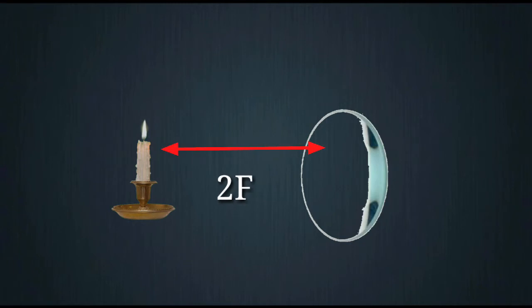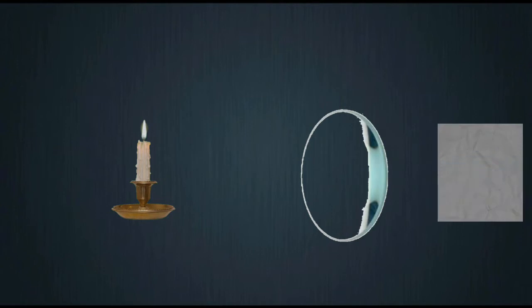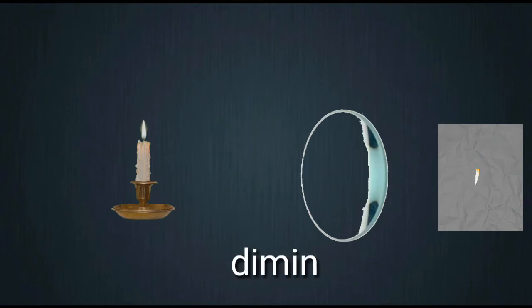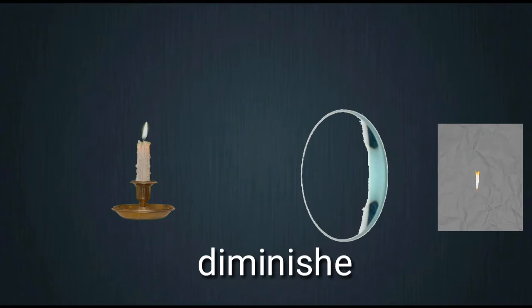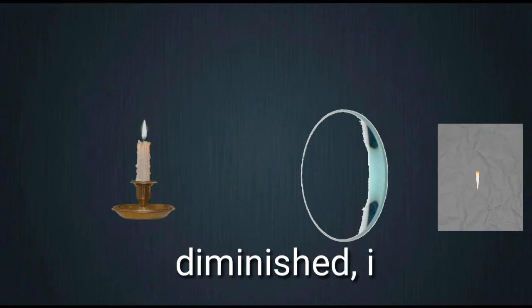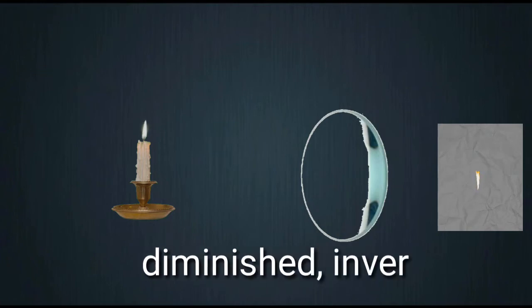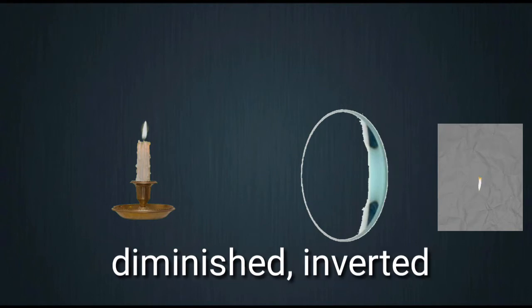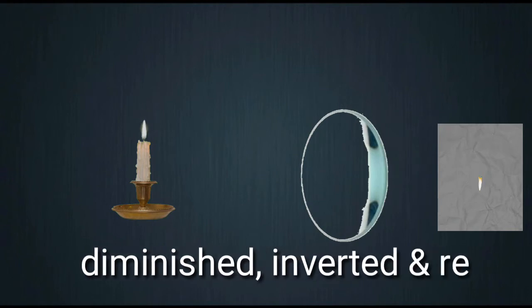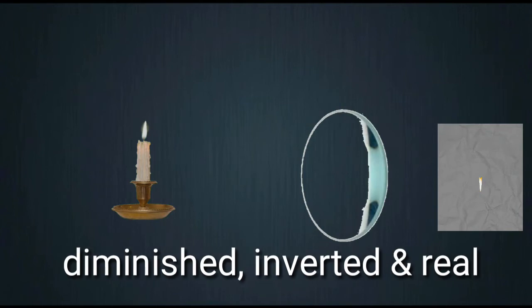Now let's see what will happen if we place the candle just beyond the double focal length. Here we bring this candle just near to the double focal length, and here also you will find that the image size has just increased from the previous one, but it is still inverted and diminished compared to the actual flame. And this image is also real because light is actually passing onto the screen.